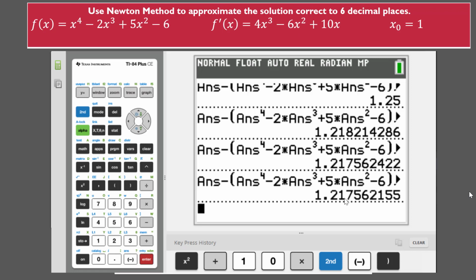So let's see. If we hit enter one more time, we compare these two numbers. What do we have here? We have 2, 1, 7, 5, 6, 2 are repeated. You see that? So we have 6 digits after the decimal are repeated. So this is the solution that is correct up to 6 decimal places. So the answer of this question is 1.217562. That is the answer.